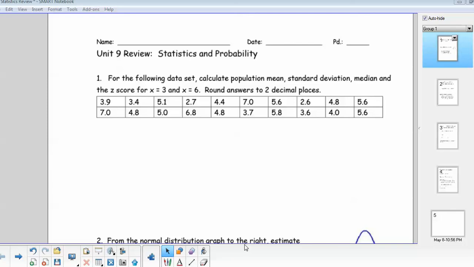Algebra 2 students, this is your statistics and probability review. In problem 1, it says for the following data set, calculate the population mean, standard deviation, median, and z-score for x equals 3 and for x equals 6. Round answers to 2 decimal places. So pay attention to directions like that.